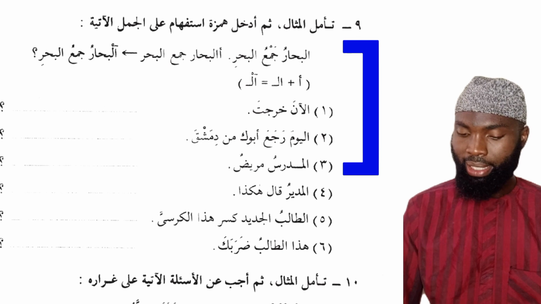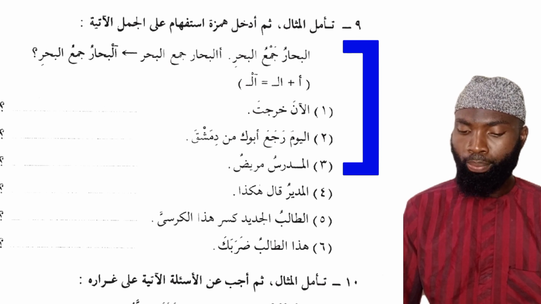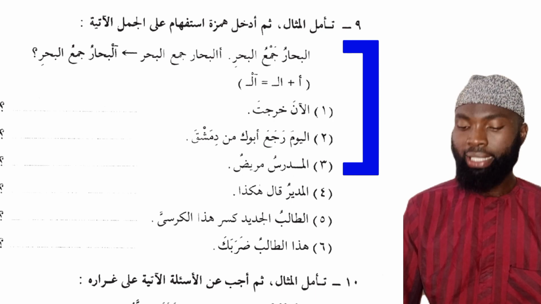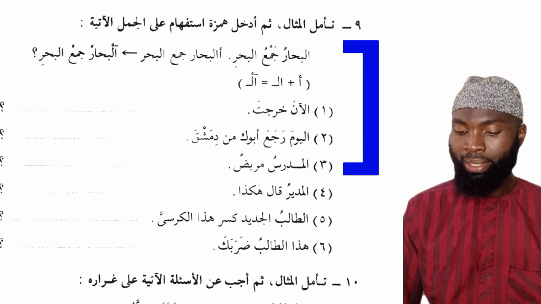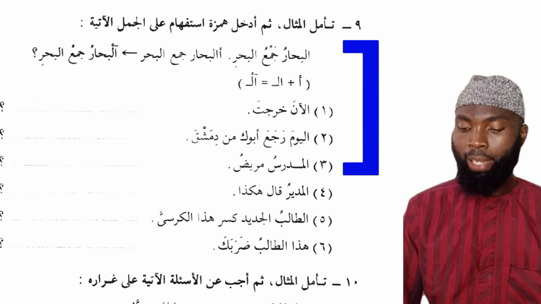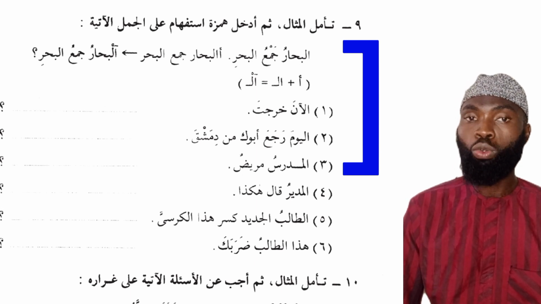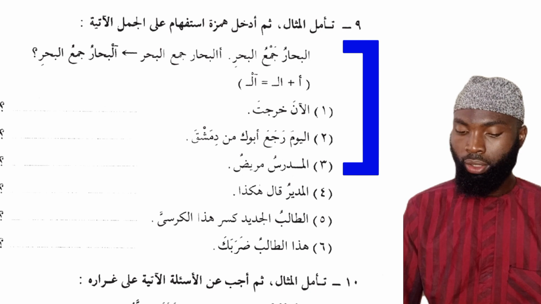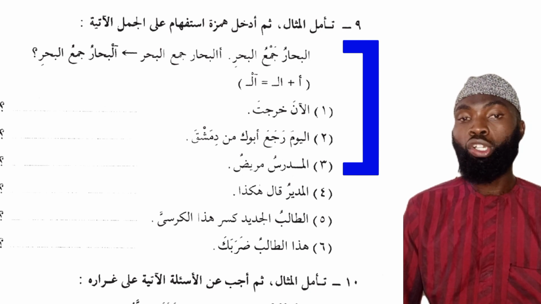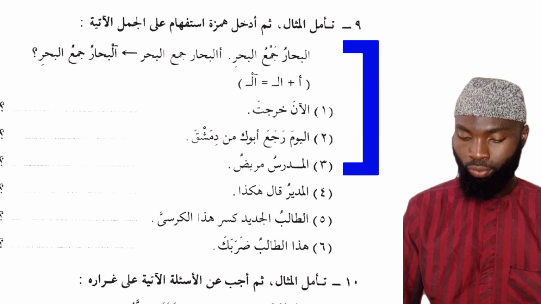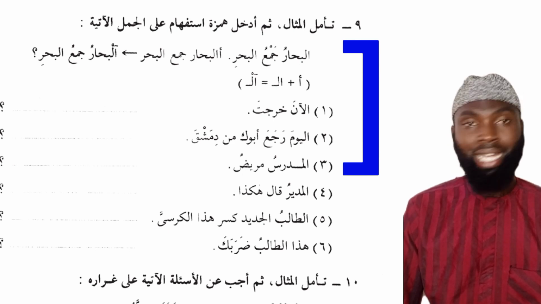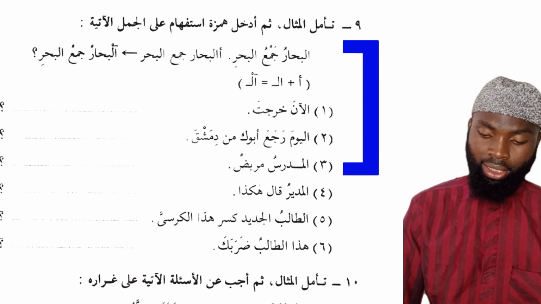Then moving to the next exercise, he said تأمل المثال ثم أدخل حمزة الاستفهام على الجمل الآتية. Study the following examples, then introduce the interrogative hamza into the sentences. Al-biharu jam'ul bahr. Al-biharu is the plural form of bahru. If you want to ask a question, you say al-biharu, as we have said earlier. The same goes for all of them, to be al-ana kharaita.